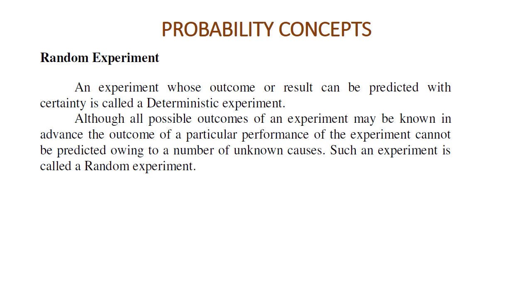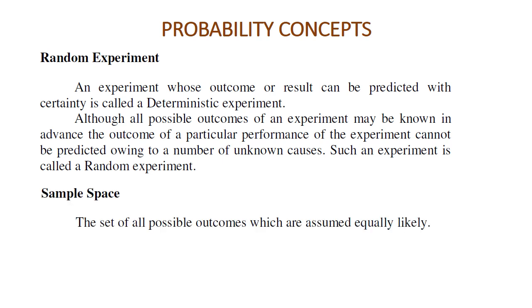Deterministic experiment is an experiment whose outcome or result can be predicted with certainty. Although all possible outcomes of an experiment may be known in advance, the outcome of a particular performance of the experiment cannot be predicted due to certain unknown causes. Such an experiment is called a random experiment. The set of all possible outcomes which are assumed equally likely is said to be the sample space, and it is denoted by capital S. A subset of S consisting of all possible outcomes is said to be an event.